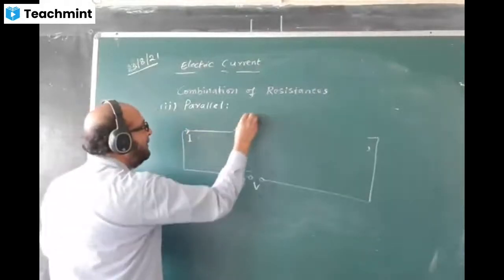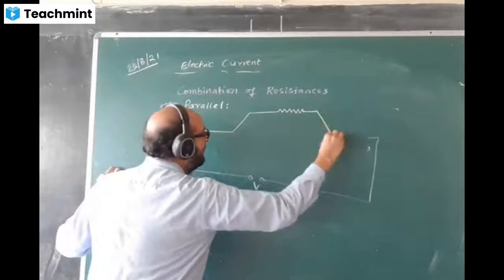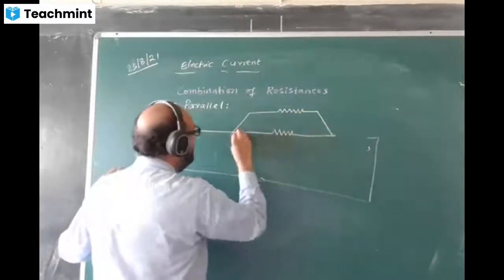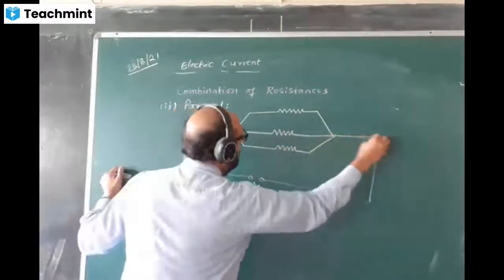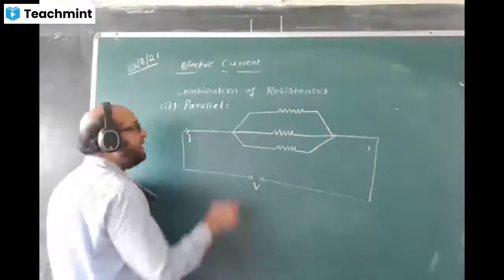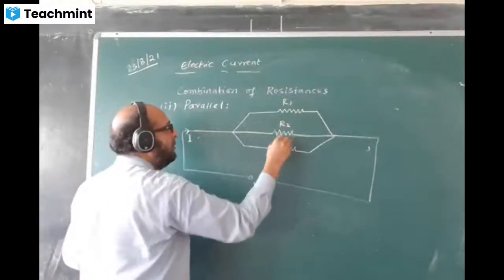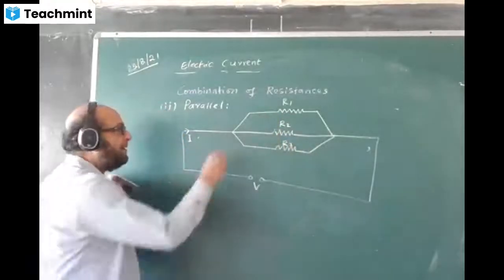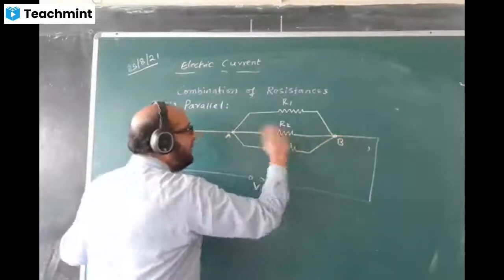In parallel combination, we will have the resistances looking parallel to one another, like this way. These lines are looking parallel, that's why the name is given parallel. Here we have R1, here R2, this is R3. These are the resistances, and the ends of the conductor will be the same: this end is A and this end is B. That will remain the same.